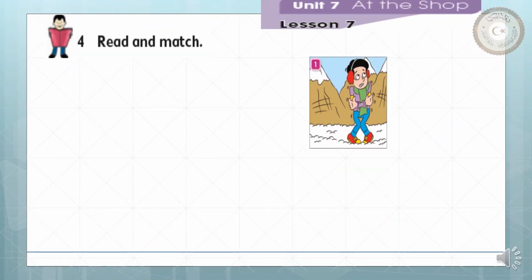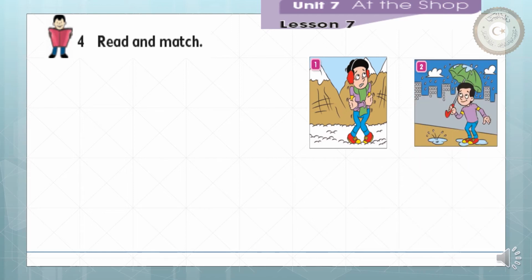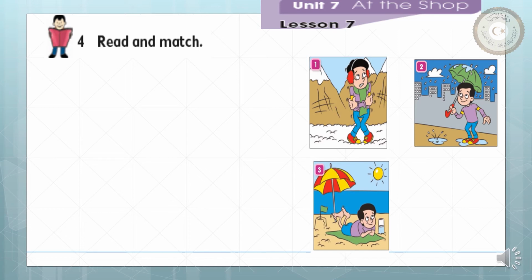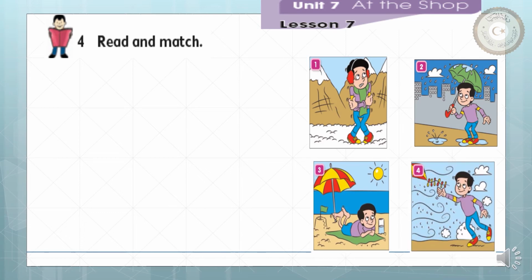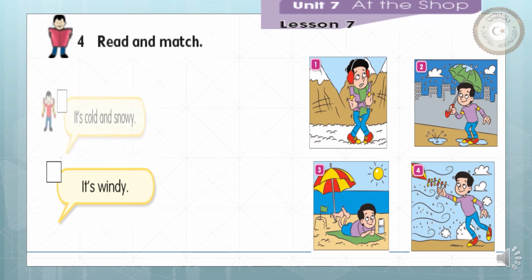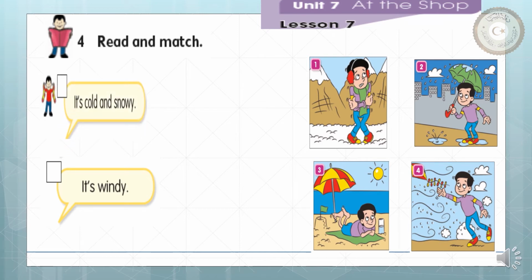Look at here. We have some pictures. As I said, this is the first one, second, third, and fourth. Here we have what? Some sentences. It is windy. This is the first one. It is cold and snowy. It is hot and sunny.